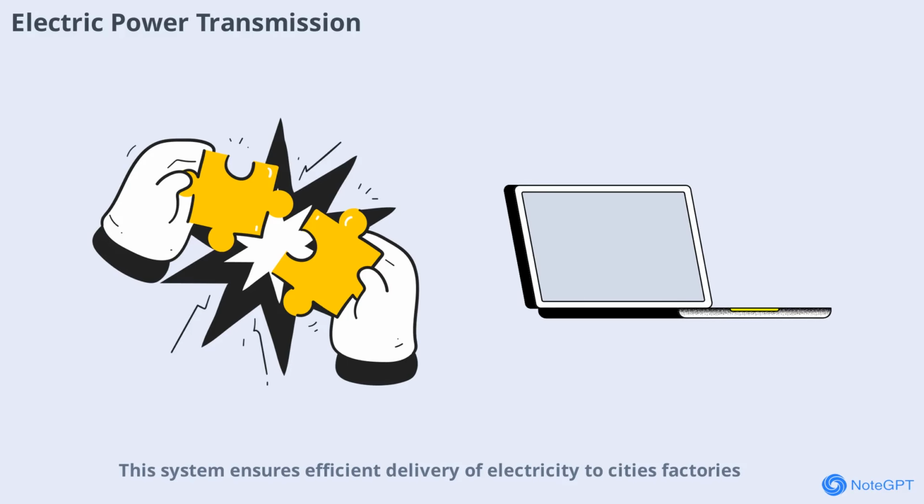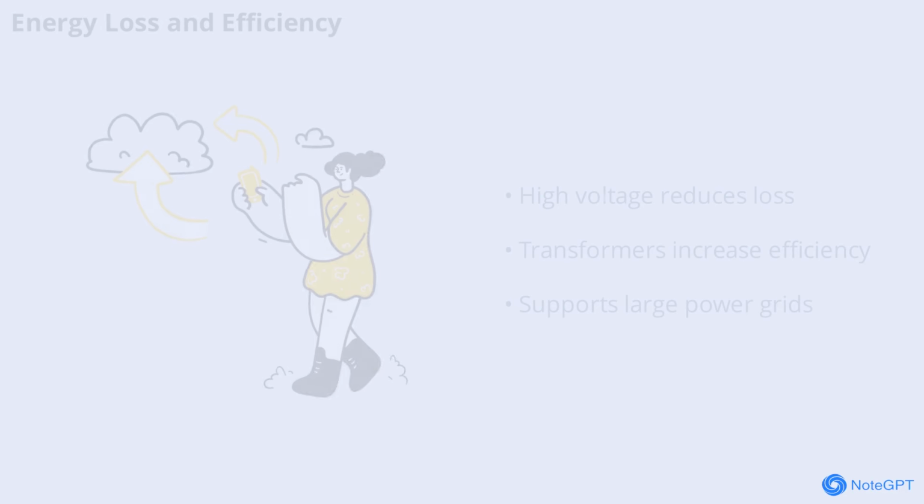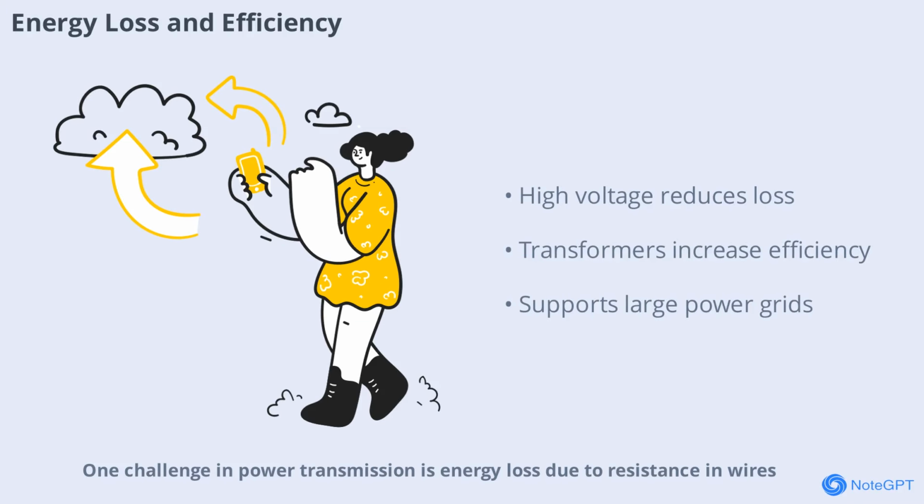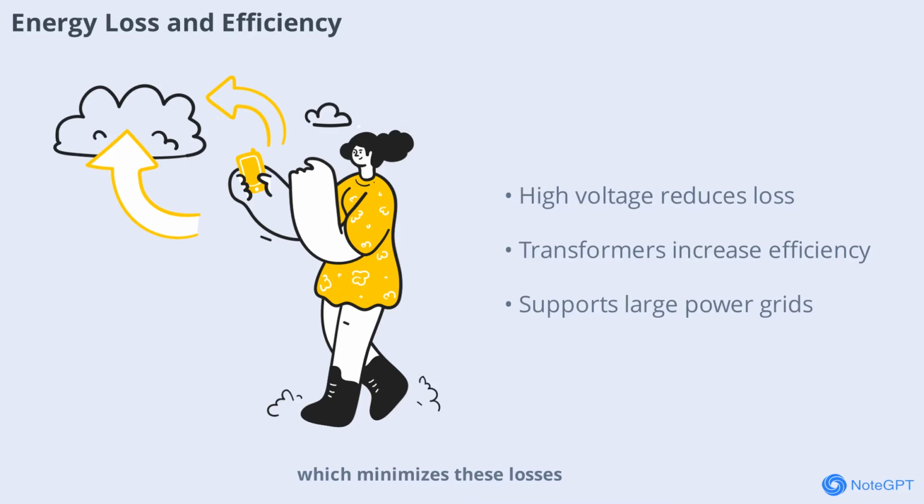This system ensures efficient delivery of electricity to cities, factories, and homes, minimizing energy loss along the way. One challenge in power transmission is energy loss due to resistance in wires. By using transformers to increase voltage, the current is reduced, which minimizes these losses. This clever use of electromagnetic induction allows us to deliver electricity efficiently over vast distances, making modern power grids possible.